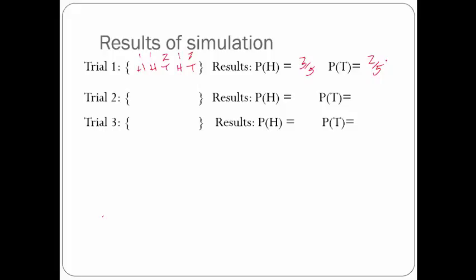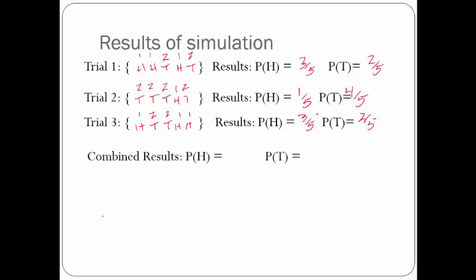Let's say we did it 2 more times. If you give me a second, I'll type this in my calculator. And I got 2 2 2 1 2. So that's tails, tails, tails, heads, tails. And then 1 2 2 1 1, which is heads, tails, tails, heads, heads. So here we got 1 out of 5 for heads, 4 out of 5 for tails, 2 out of 5, and 3 out of 5 again.